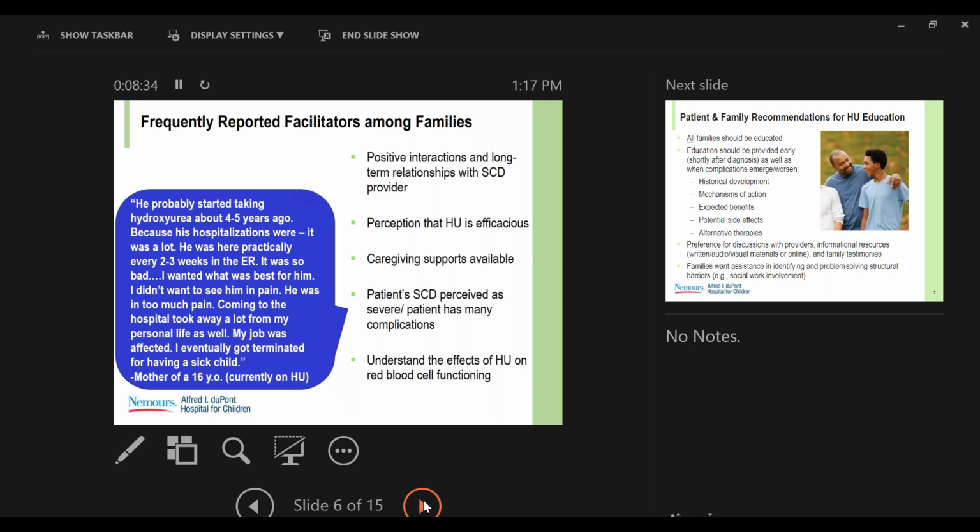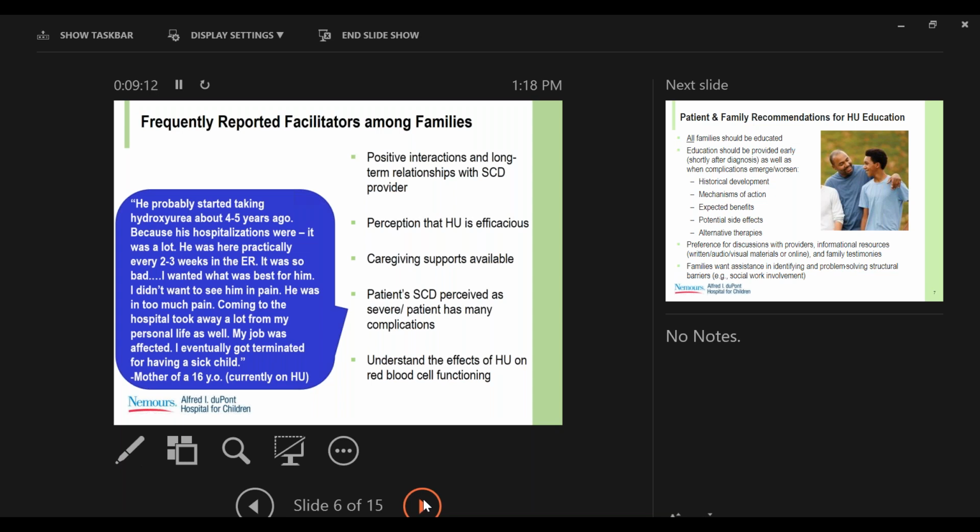Similarly, earlier I said that when families perceive that the disease is not severe, that's a barrier. The opposite is also true. If they perceive that their sickle cell disease is really severe or problematic, causing lots of complications, that motivates families to start hydroxyurea. So this mom talks about how not only was her son in the hospital a lot, but she also unfortunately lost her job because she took too much time off work due to his hospitalizations, and that was really the straw that broke the camel's back, and why she decided to start hydroxyurea for him.